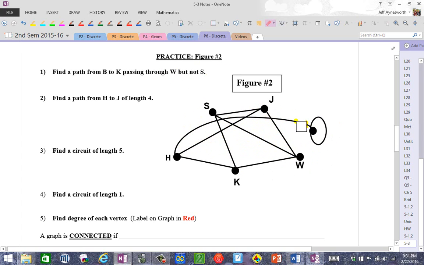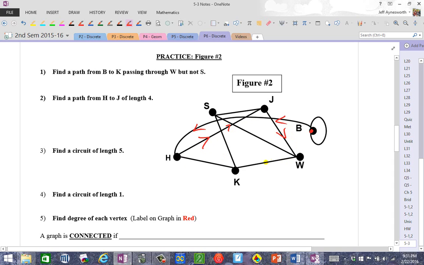One must read directions. Okay, so we got to go through W, but not through S. So let's try a different one. Okay, so we're going to start here. We're going to go to H. All right, we're going to go to J. We got to go to J. All right, now we got to go to W here, but oh, we can't go through S.